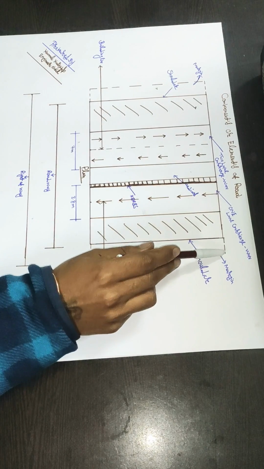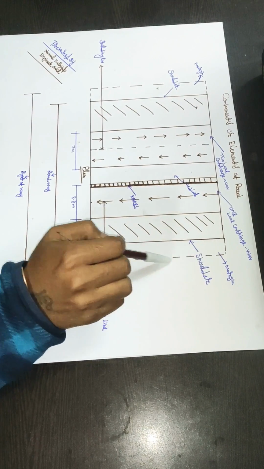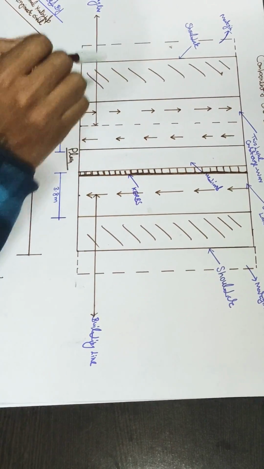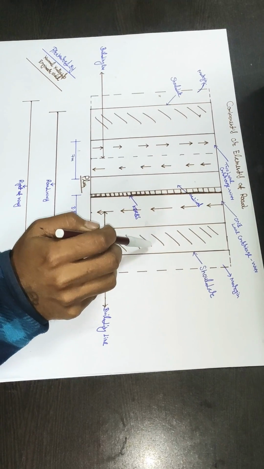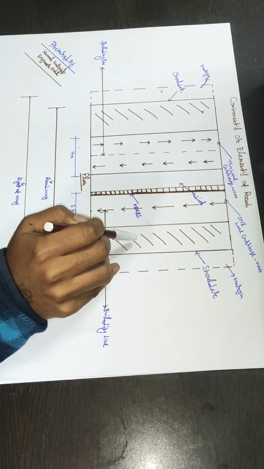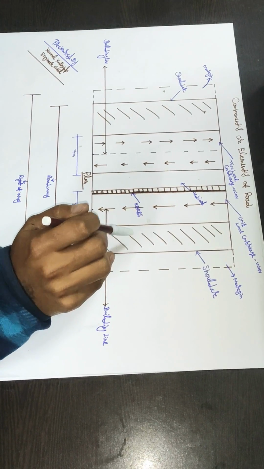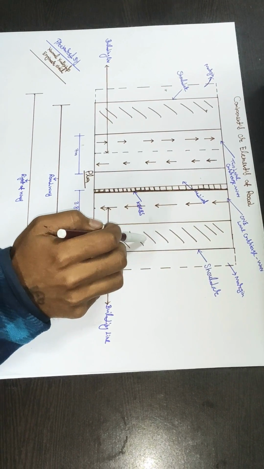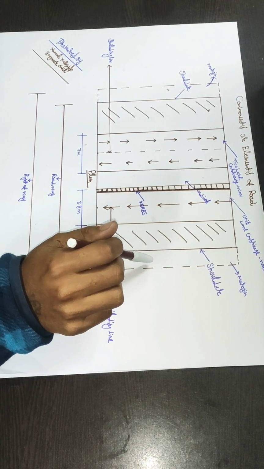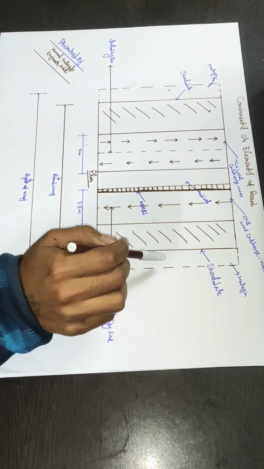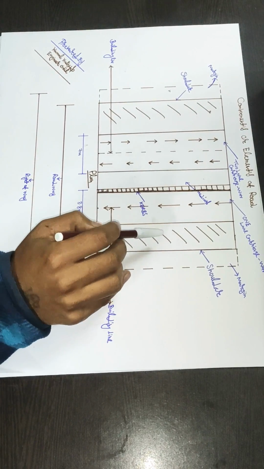Third one is margin. This part is margin. Margin is provided after the shoulder. Margin is the other part used to provide all the service lines, that is electrical and drain pipelines, etc.